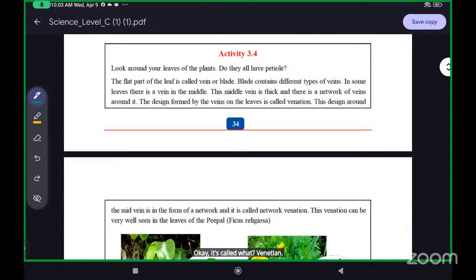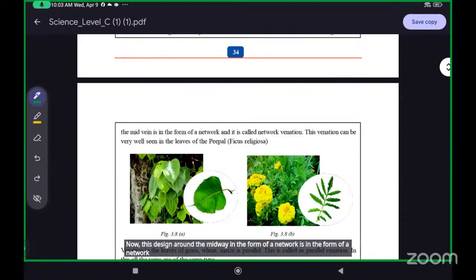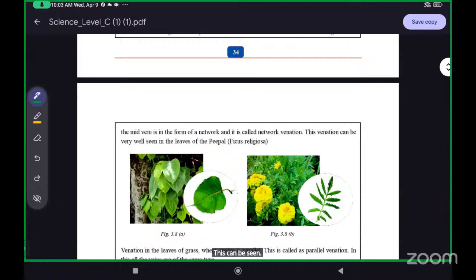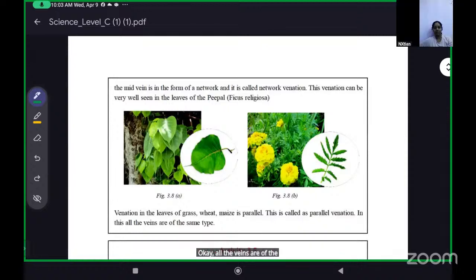Now, this design around the mid vein, in the form of a network, is called network venation. This can be seen in the leaves of peepal. Whereas in some leaves it is parallel venation. All the veins are of the same type, so that is parallel venation.